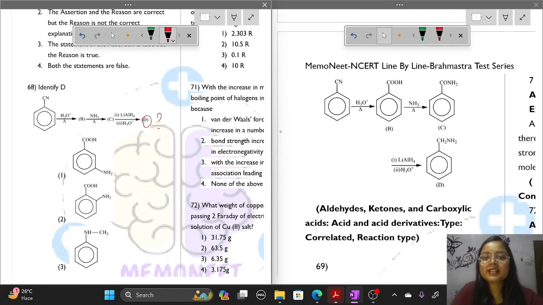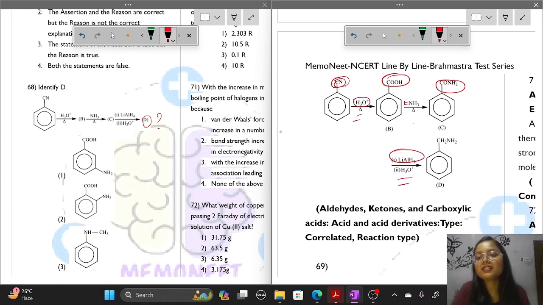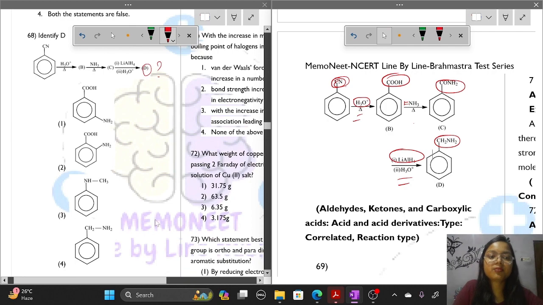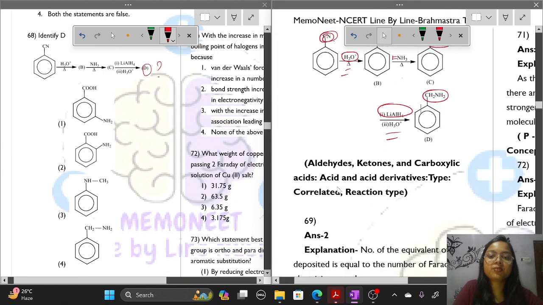So here this is cyanobenzene, cyano group is attached, or we can say it is benzene nitrile also. Cyanobenzene on hydrolysis with H3O plus and heating, the CN group will change to COOH group. Then on addition of NH3 and heating, it is changed into amide, CONH2 group. Then when it is treated with LiAlH4, it is reduced, and on hydrolysis it will give CH2NH2, an amine. So the correct answer will be CH2NH2, which is option number 4.